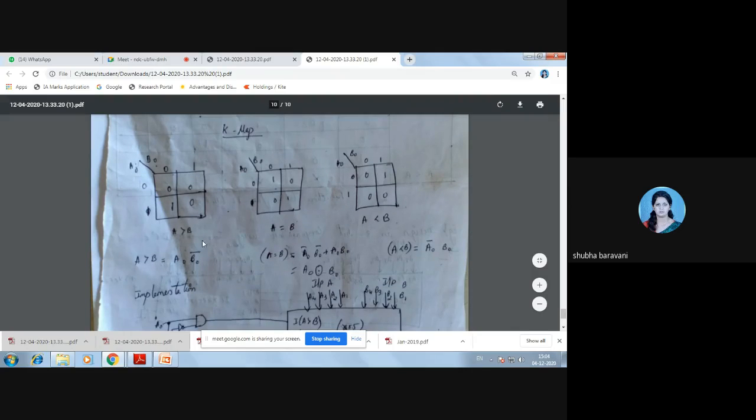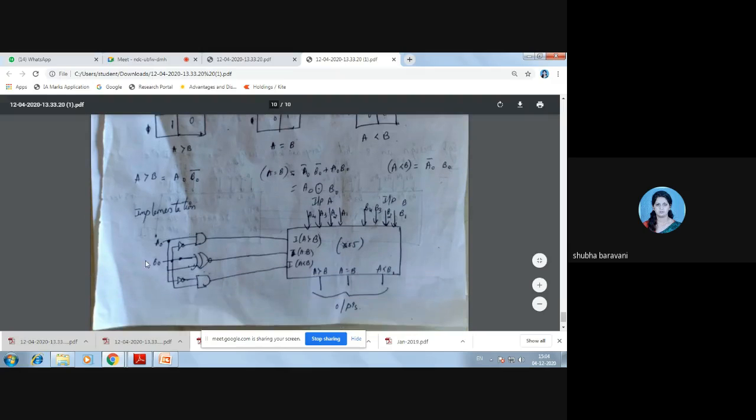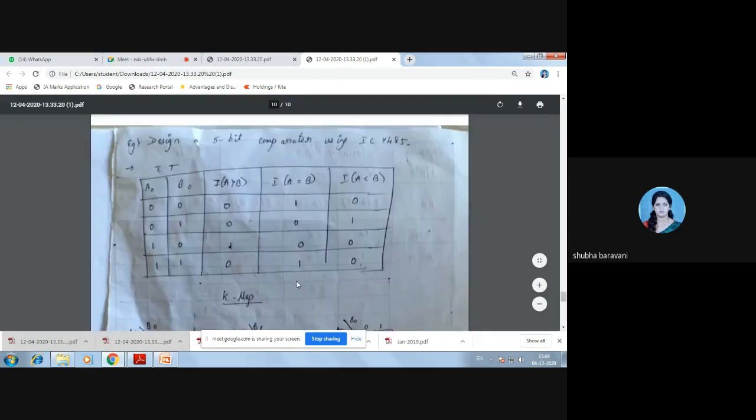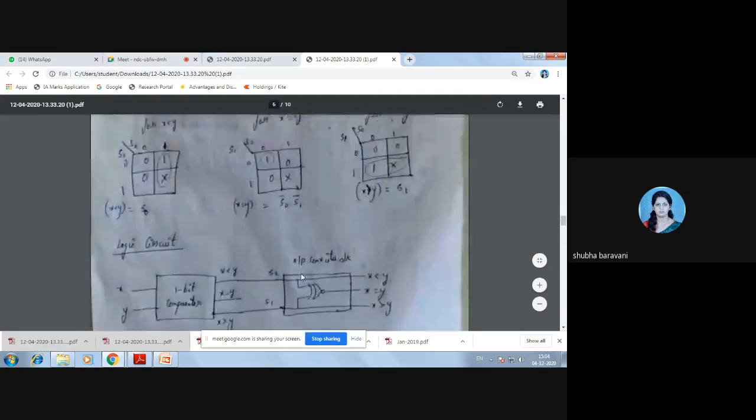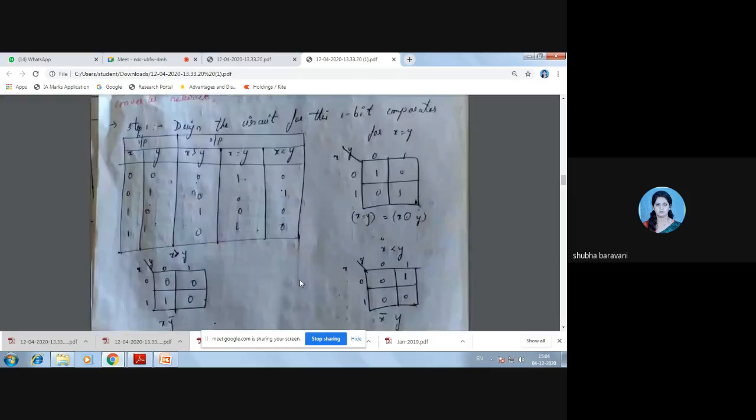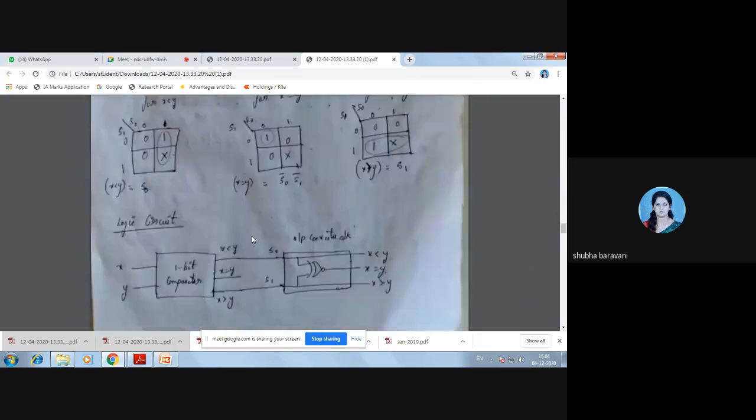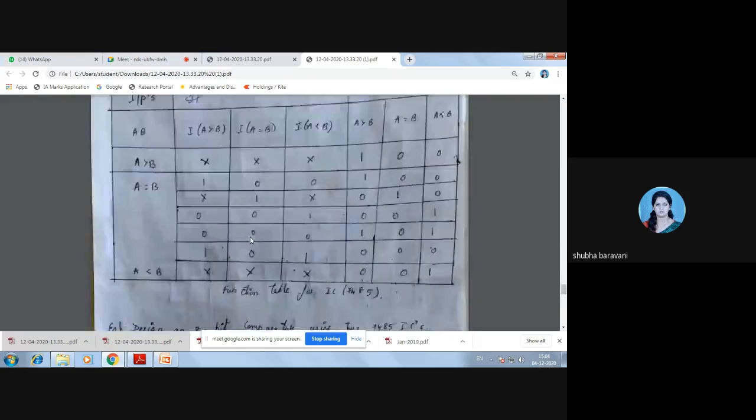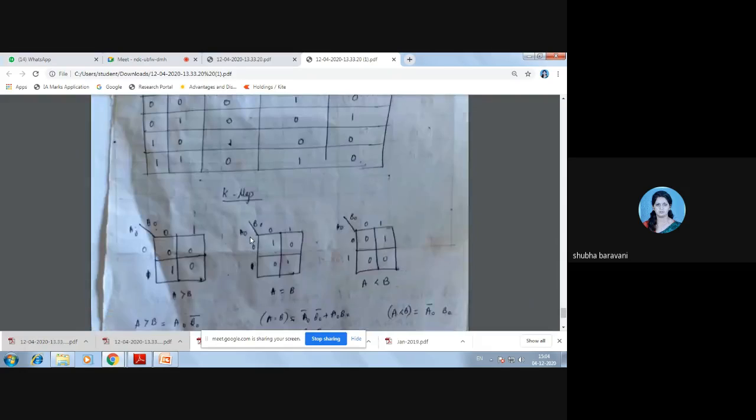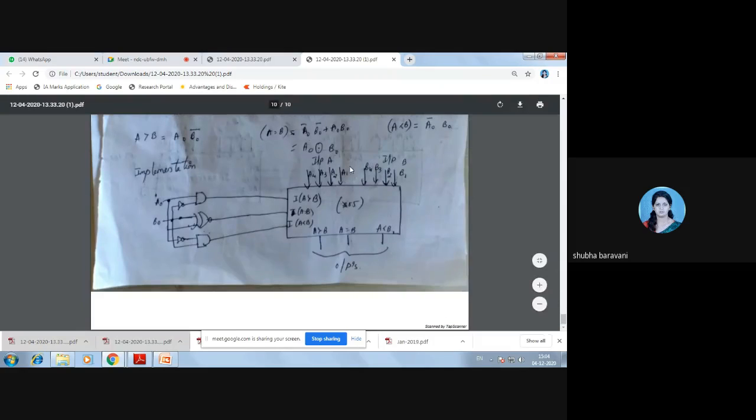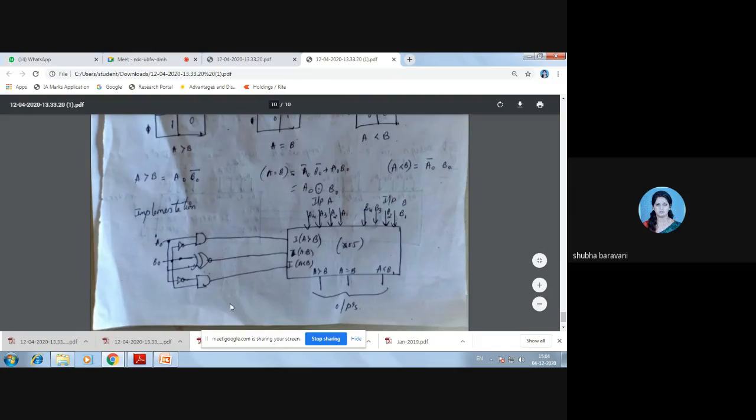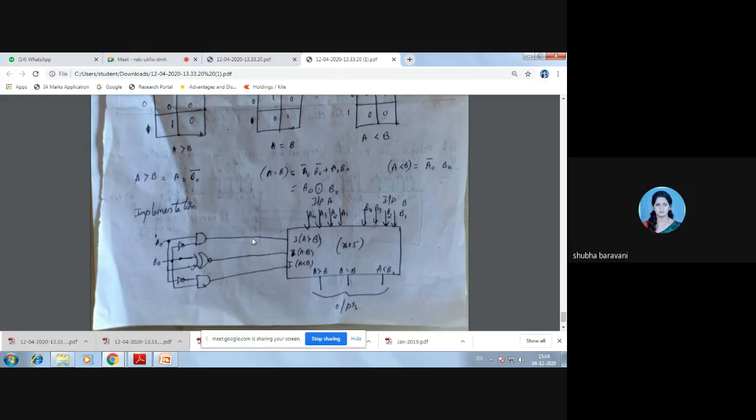Now for these outputs, this logic diagram I have already drawn here. It is the same logic diagram of the 1-bit comparator, and I am taking it and connecting it to the 4-bit IC. Look, it's the same logic diagram. Did you understand?